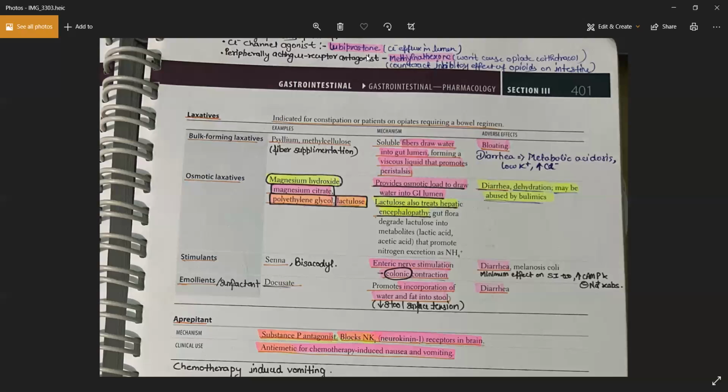Then other agents are the mu receptor antagonists, because mu receptors promote constipation. So by inhibiting the mu receptors, I can cause diarrhea, right? Like methylnaltrexone, very important. Methylnaltrexone cannot cross the blood-brain barrier, so it has no effect on the CNS. It will remain in the GI lumen only, so it will cause diarrhea there, right? So if Step 1 asks you specifically about opioids, what is the counter-inhibitory substance for the effect of opioids? It would be methylnaltrexone. Okay, very important.